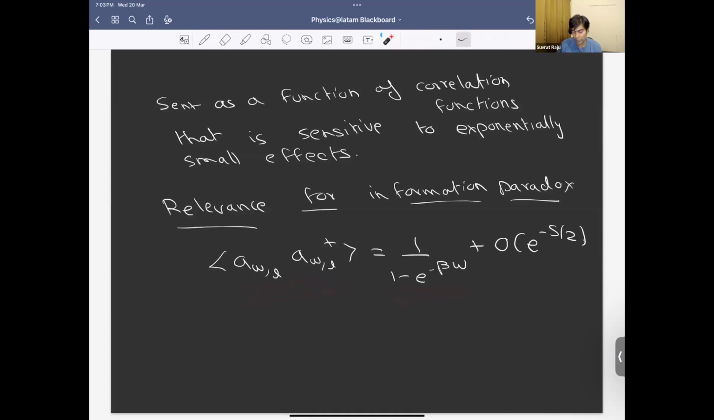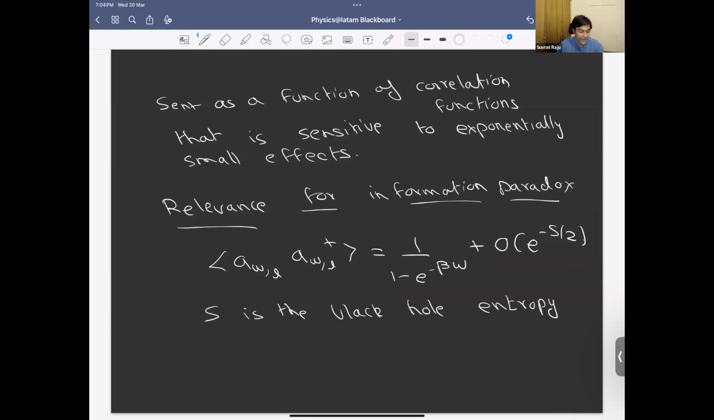Because you do expect that even in a typical pure state, this is exactly the answer you would have got. And you would only start seeing differences if you kept track of these corrections of order e to the minus S by 2. What is S here? Well, S here is the black hole entropy, which is huge for all the black holes that we are looking at.